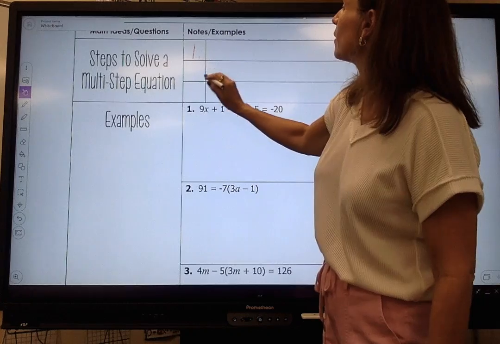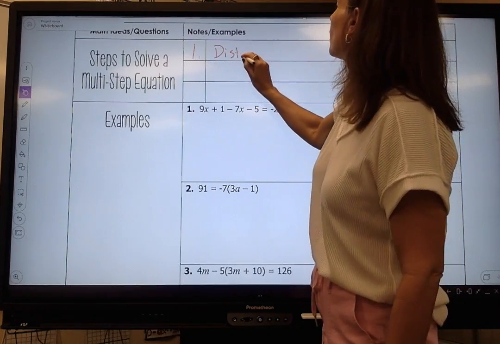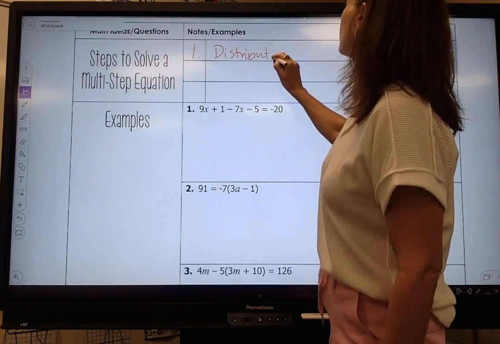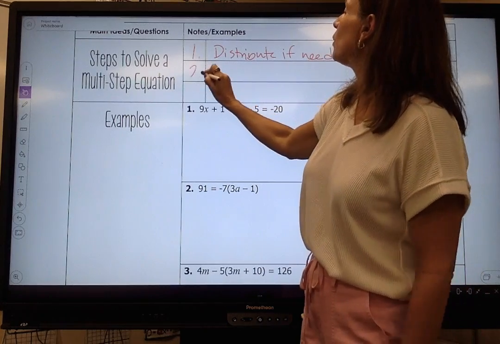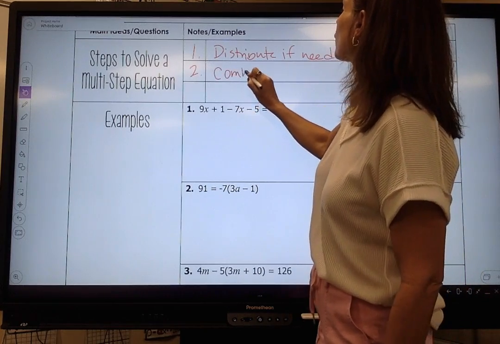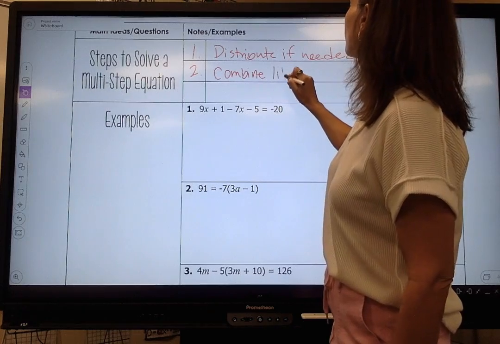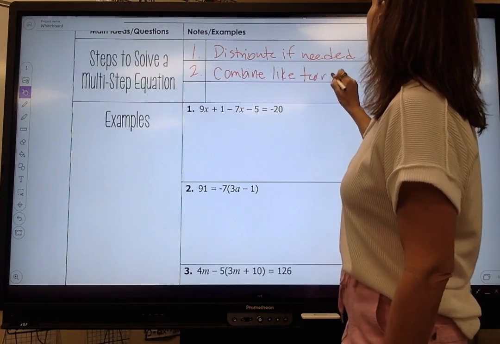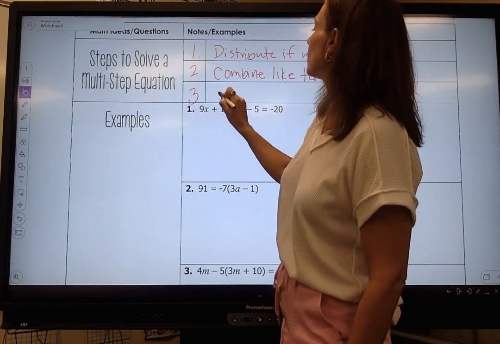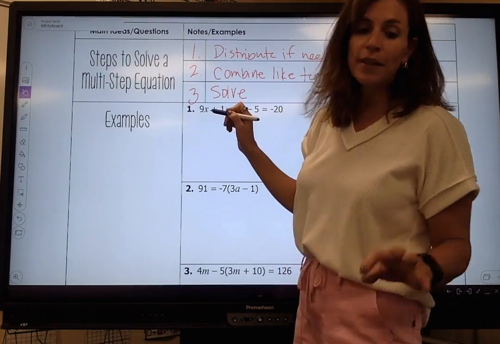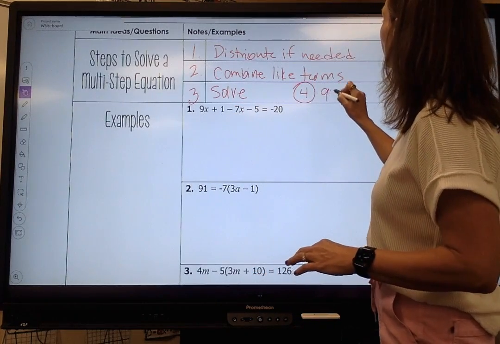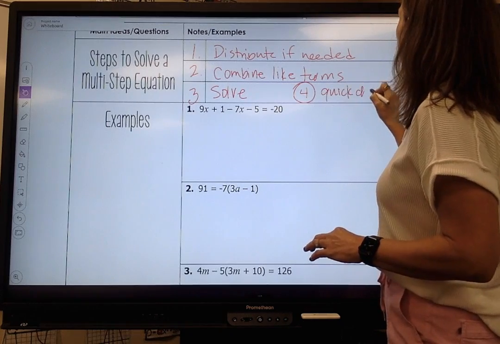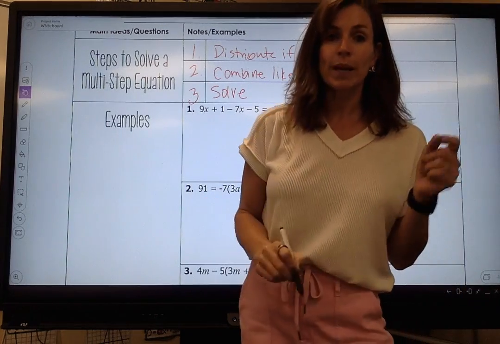All right, so our steps to solve a multi-step equation. Our first step is we are going to distribute if we need to. Step 2 is going to be combine like terms. Step 3 would be to solve. And then step 4, I'm going to say, is just a quick check. Does your answer make sense?